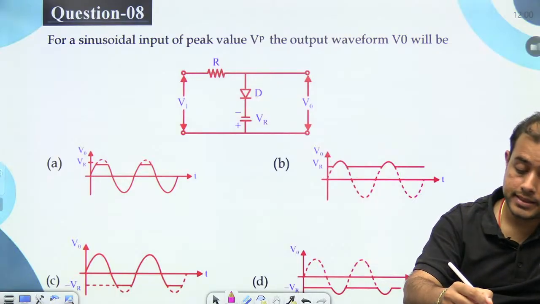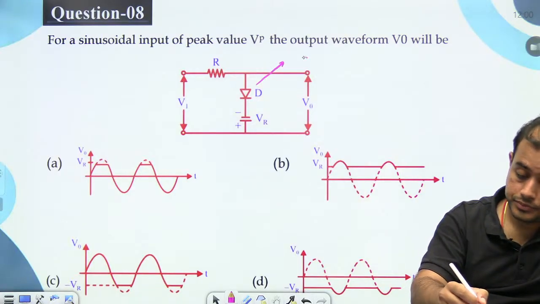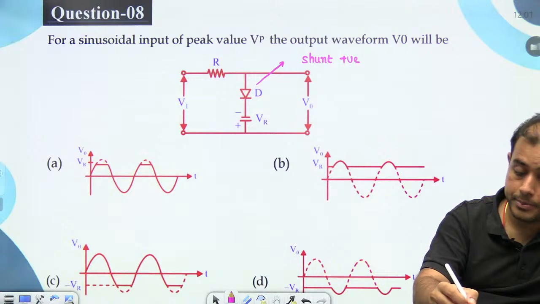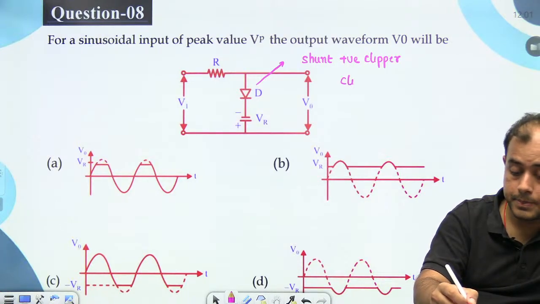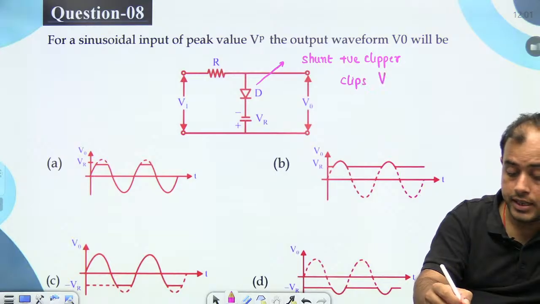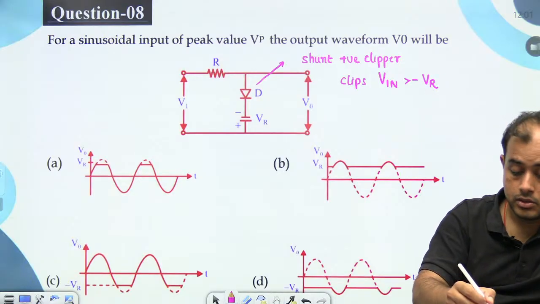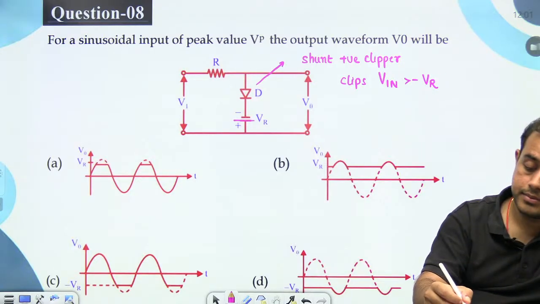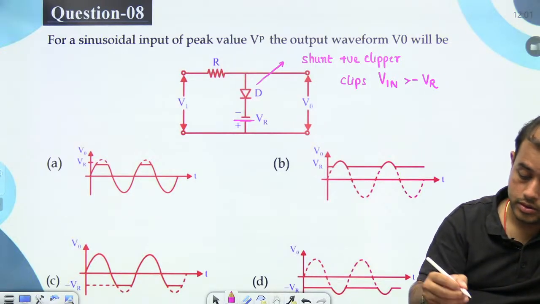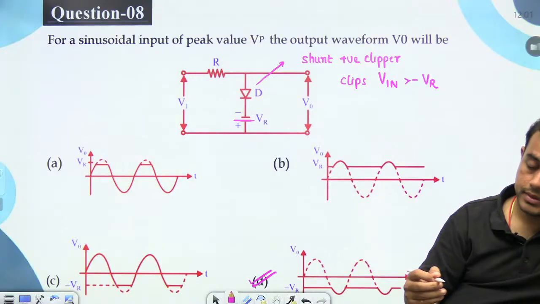For a sinusoidal input with peak VP, output voltage V0 will be... So this is basically a shunt positive clipper, which clips V in greater than minus VR. Okay, this is minus VR. So the answer should be D.